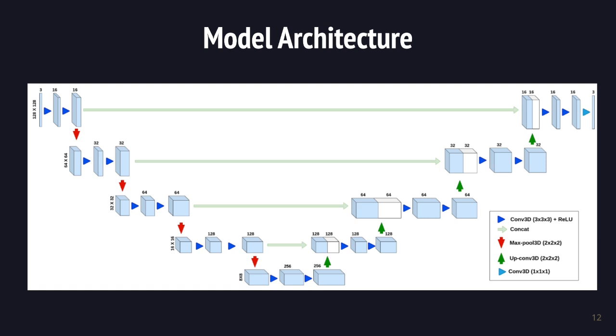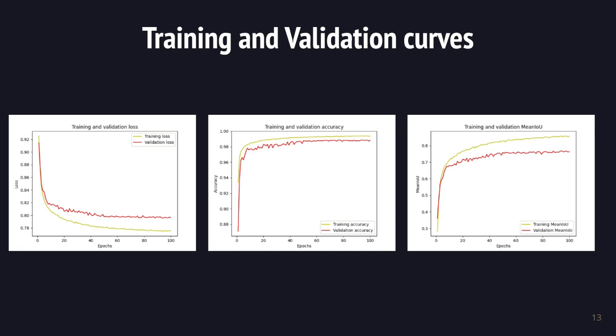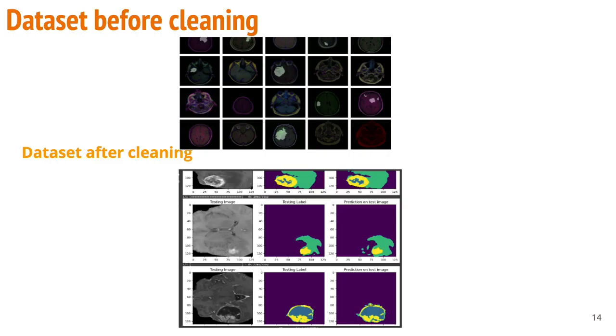Okay, this is our training and validation curves. In the training and validation curves, we can see that the more we train on our dataset, the more accurate the validation is going to be. So this is the dataset before cleaning, and this is the dataset after cleaning. After cleaning, we are using plot and subplot to segment the tumor from the brain.